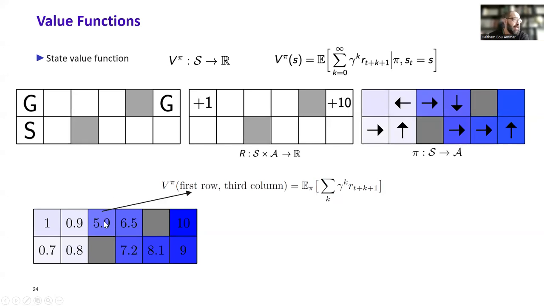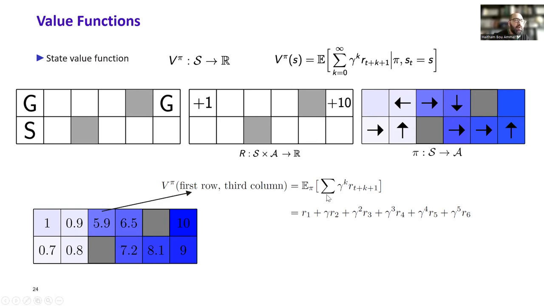So now imagine I'm interested in computing the value of this state, which is in the first row, third column. So I really just need to compute this equation. From this equation, I know that I can have R1 plus gamma R2 plus gamma squared R3 plus gamma cubed R4 plus gamma to the 4 R5 plus gamma to the 5 R6. So I will have the reward, plus gamma of R2, the next state, plus gamma squared R3, plus gamma to the 5 R6. That's kind of what I just did here.